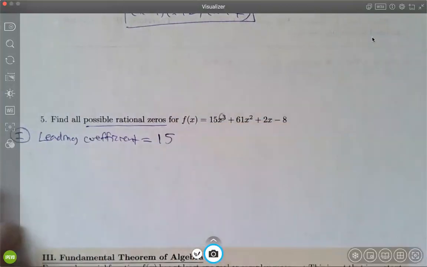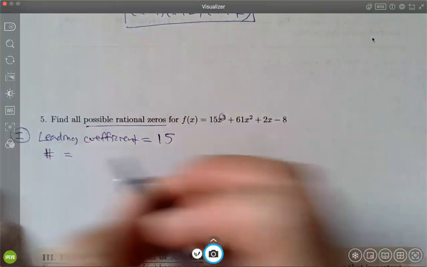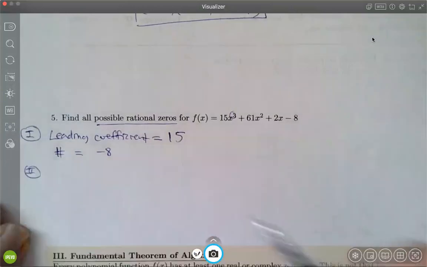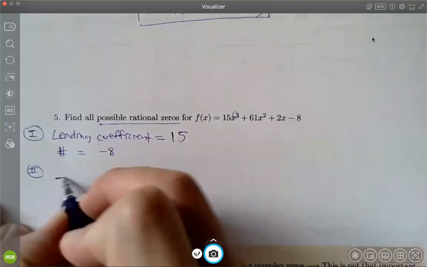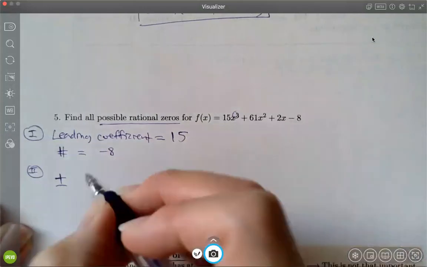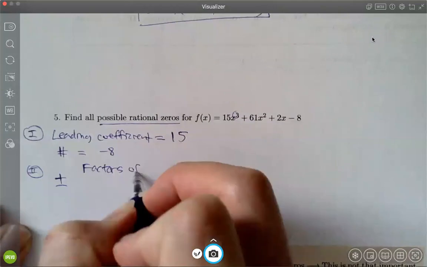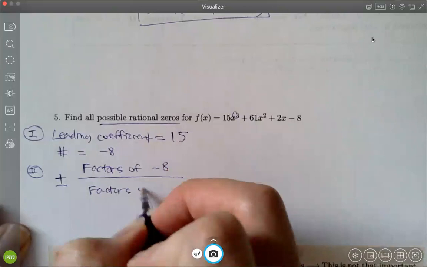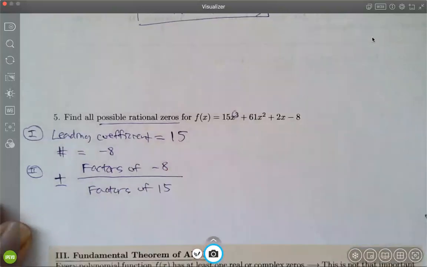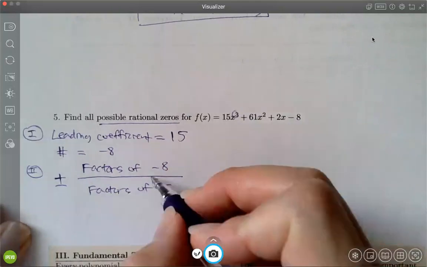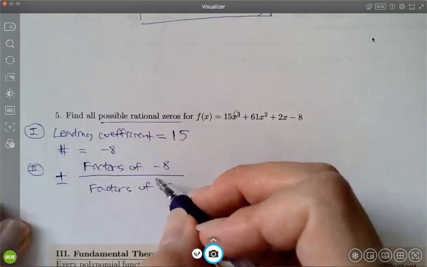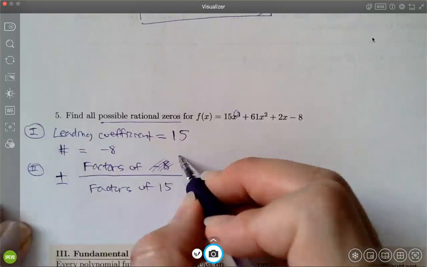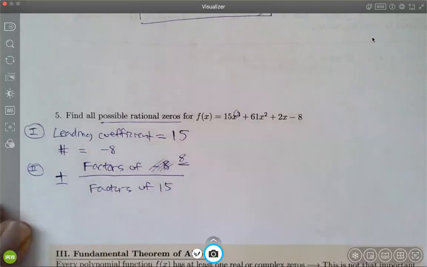And then, what is the pure number term? That's -8, right? And now, because of the rational zero theorem, what do we have? We have plus minus in front, and then the usual factors of -8, the number term, divided by the usual factors of 15, right? Remember, whenever you're finding the usual factors, that negative sign doesn't really matter. So what does that mean? This will be the same thing as just 8.